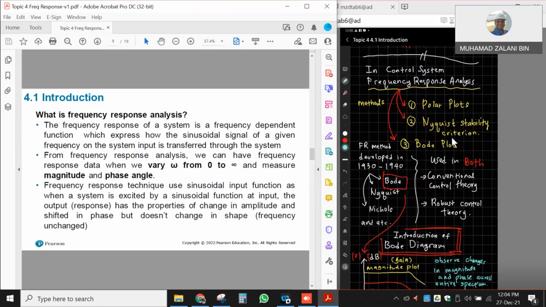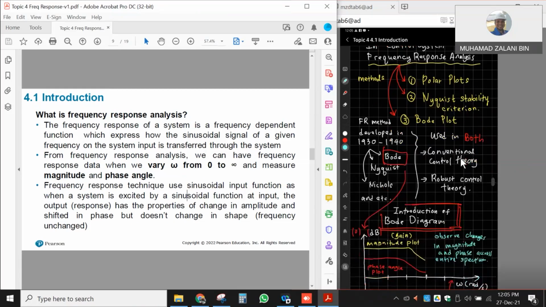The Nyquist stability criterion: if you want to see the explanation or read further about it, you can also check the textbook. There's also a discussion about the Nyquist stability criterion. So we have the polar plot, the Nyquist stability criterion as the second one, and the third one is the Bode plot. We are going to explore more on the Bode plot in this particular topic for discussion.